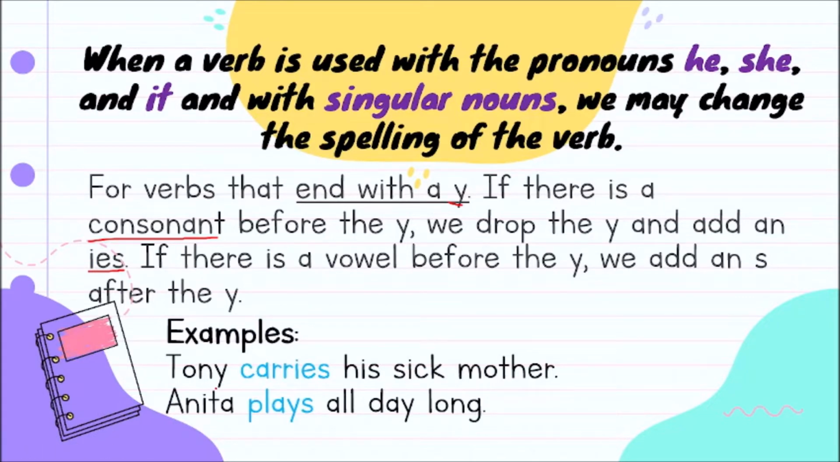Examples: Tony carries his sick mother, and Anita plays all day long. So as you can see here, carries ends with y in its base form. That is why we change y to i and add es, because the preceding letter is the letter r, which is a consonant. On the other hand, for plays, we simply add s after the y because the preceding letter is a vowel, which is a.